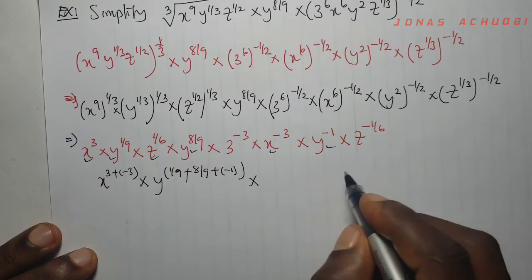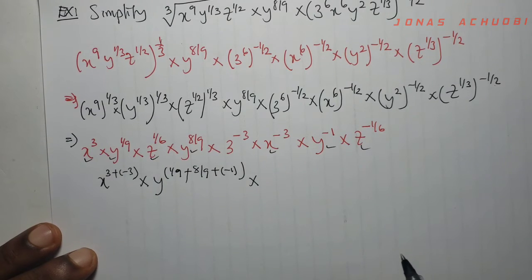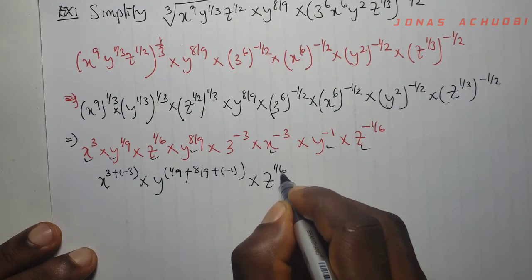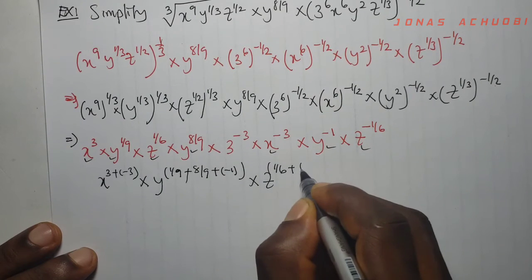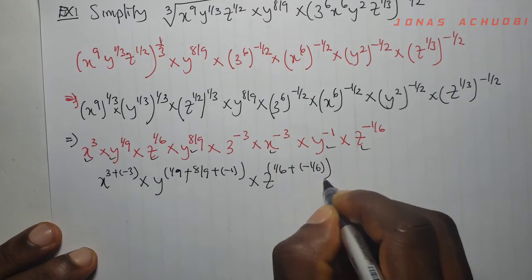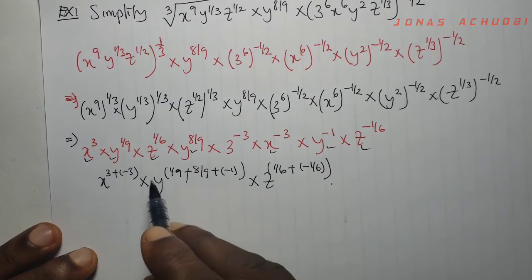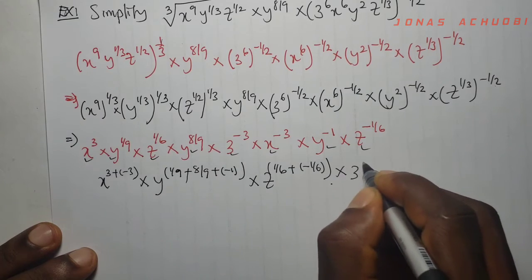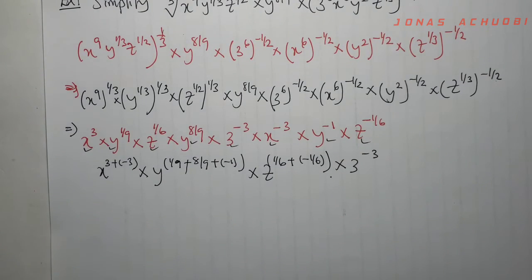Times the next one I see there is z. Another z, yes, check, there's another z here. So I add their powers. So I have here z, the power here is 1 over 6 plus the power here, minus 1 over 6. Times another one. Yes, there's one term that is left. That is times 3 raised to the power negative 3.